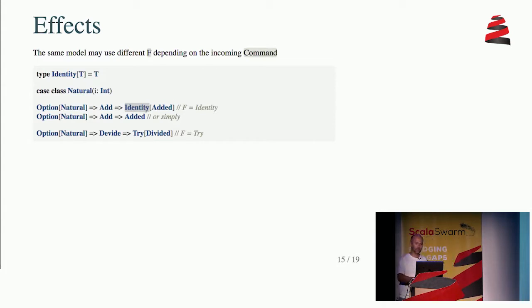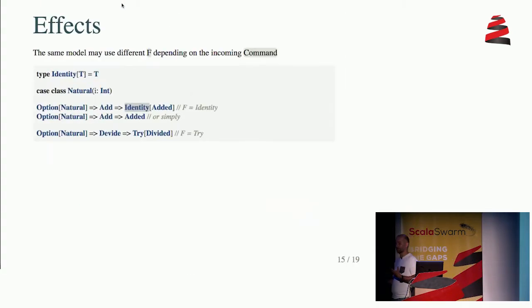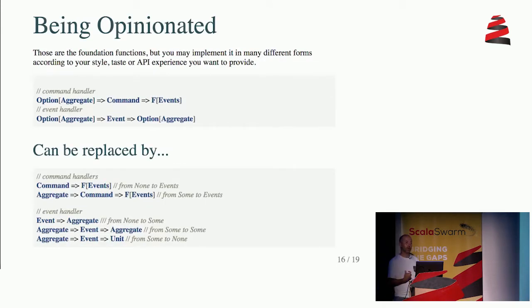And you say that this one will always return a successful computation if you choose for a try. But that's the thing about it: first define what are the most basic functions that you can have, then define what are the bits that you want to be able to define later. In my case, I define it as an F because I want to provide different types there. But it's kind of up to you to decide how to do it.